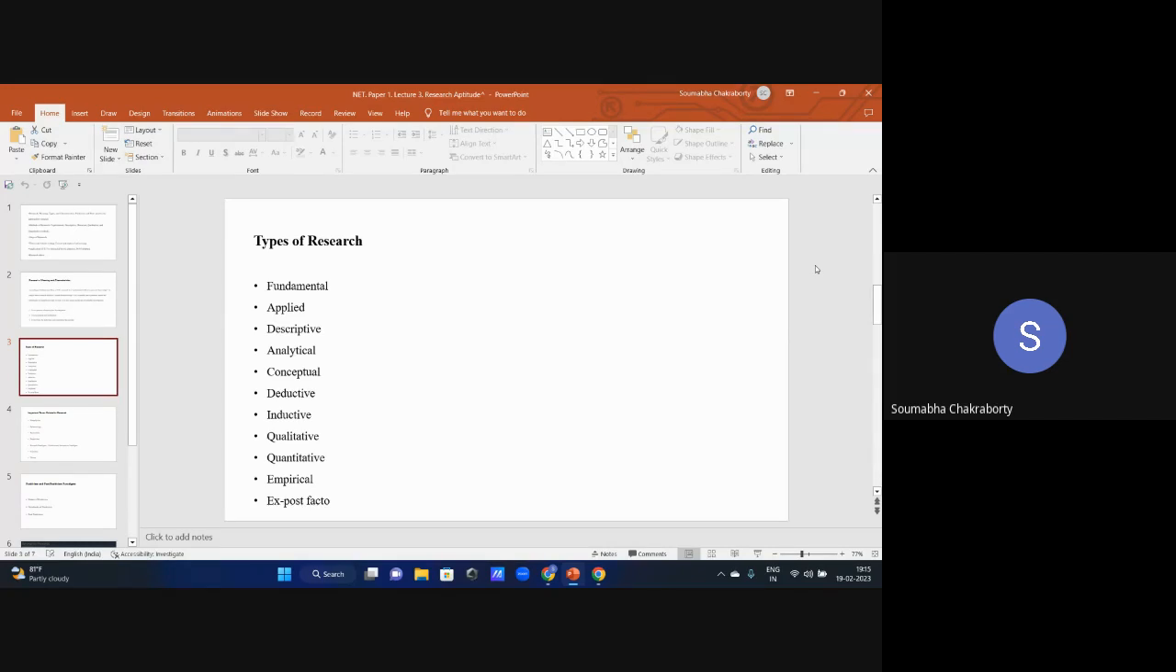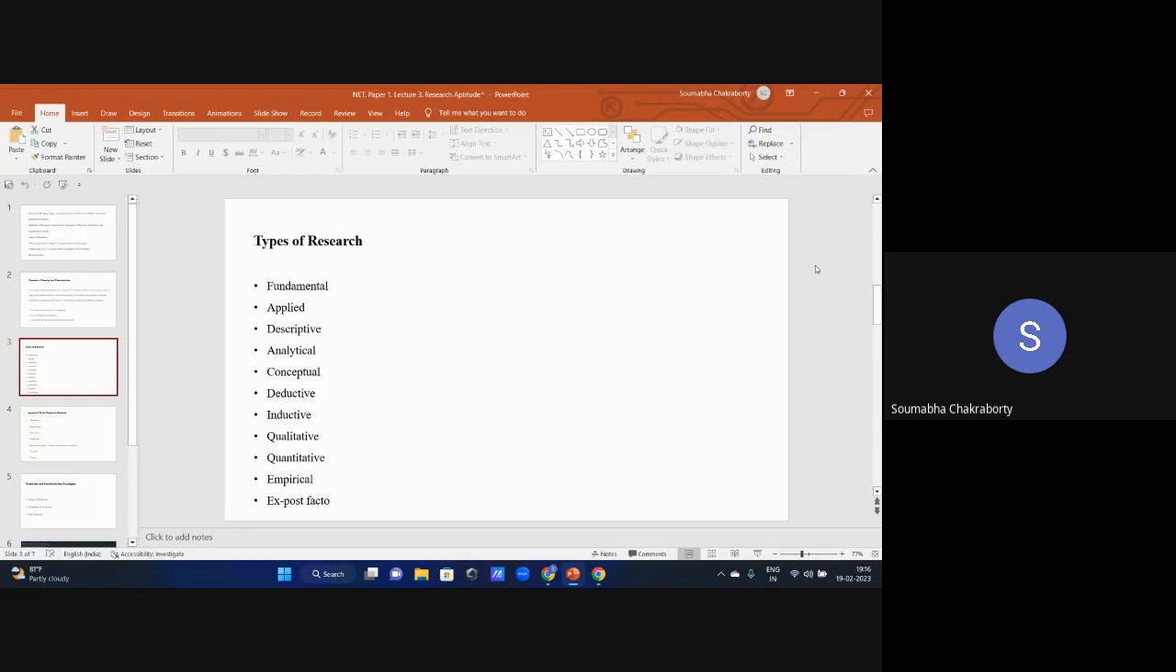After that, we have analytical research. Here, the researcher has to do the analysis using logic and reasoning and previously existing data. This is usually a very in-depth kind of study, and this works under a set constraint of variables. And this also requires the use of critical thinking and evaluation.